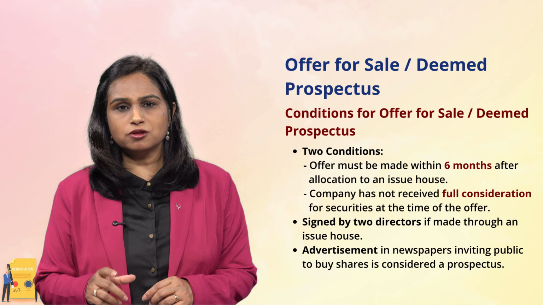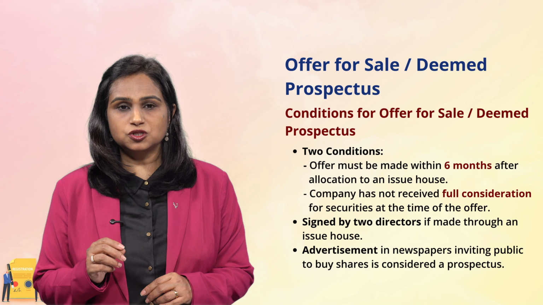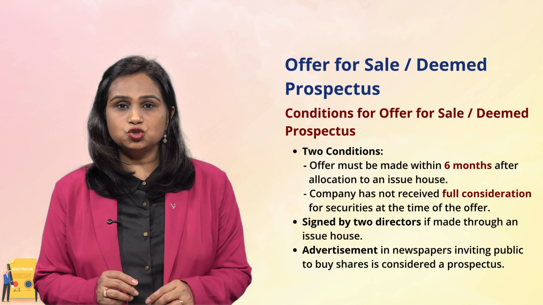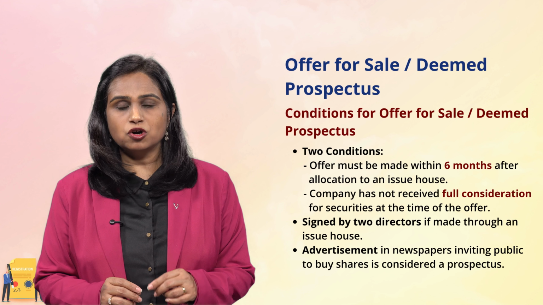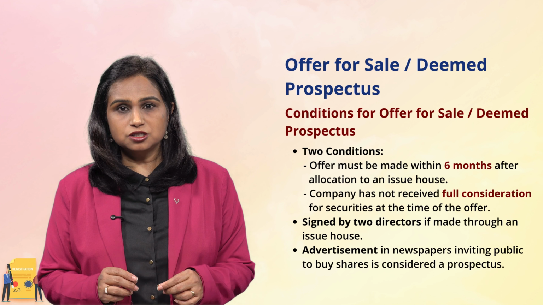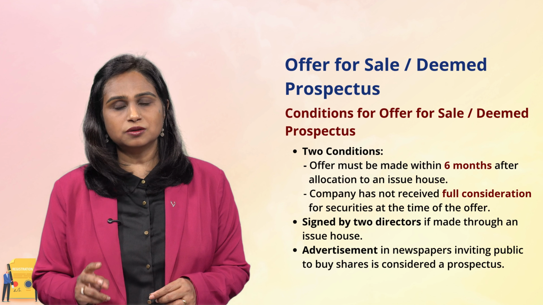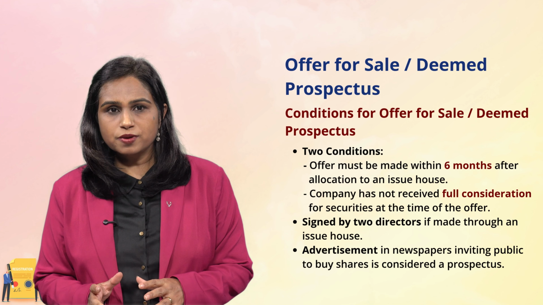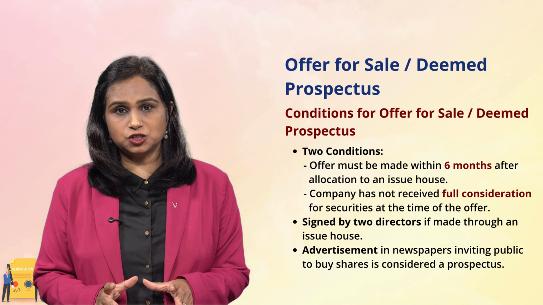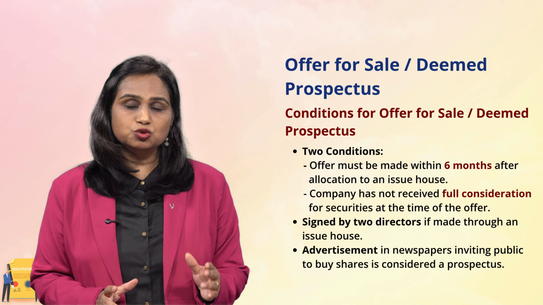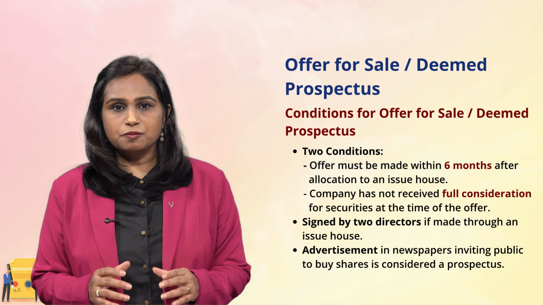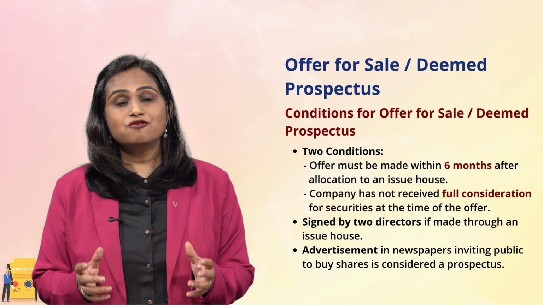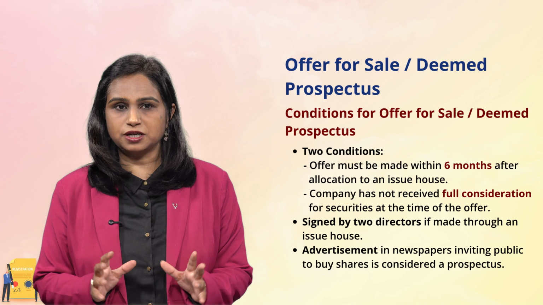Now remember one more thing, that since an offer for sale or deemed prospectus is made to the public through an issue house, it is sufficient for the prospectus to be signed by only 2 directors of the company. Finally, any document, notice or any advertisement which is published in the newspaper inviting the public to subscribe or buy the shares of a particular company will be regarded as a prospectus.